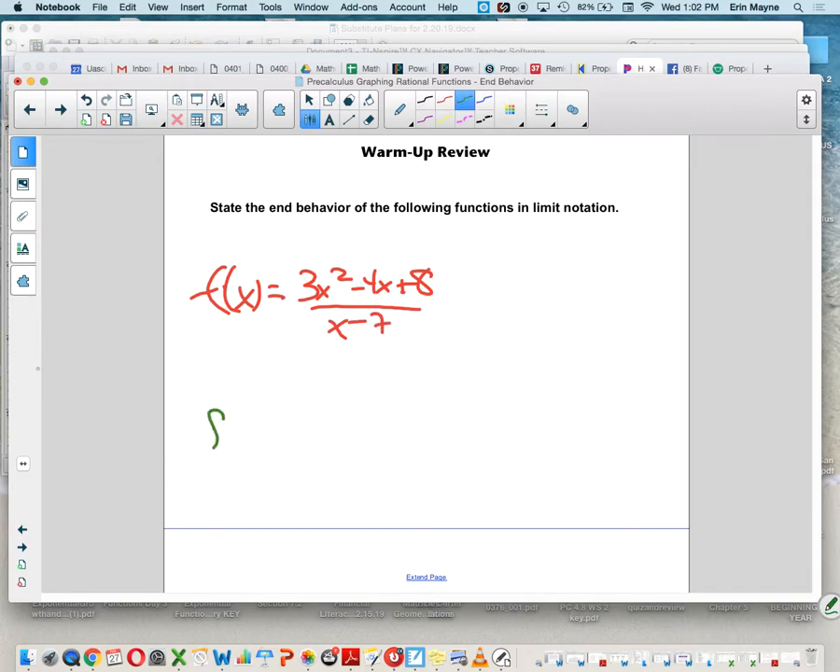And we're going to look at f of x being negative 5x to the fifth minus 4x cubed all over 2x plus 7x to the fourth. What I'd like you to do is take a minute and pause the video and, based on our conversation, specifically regarding the last example that we did, give me the end behavior in limit notation for these two functions.